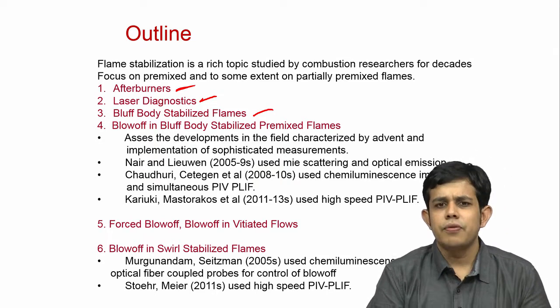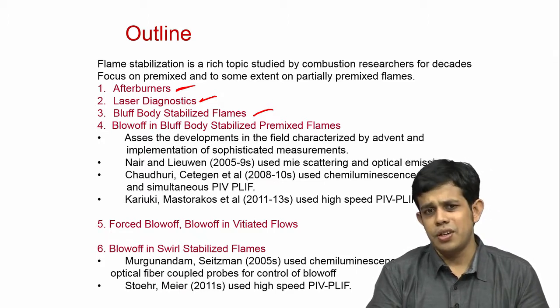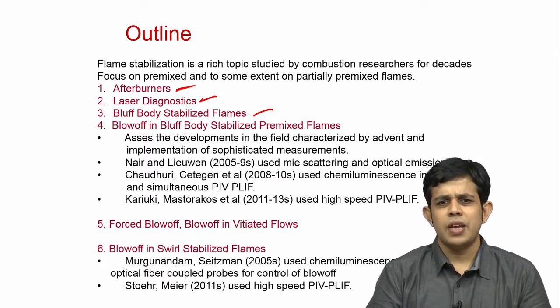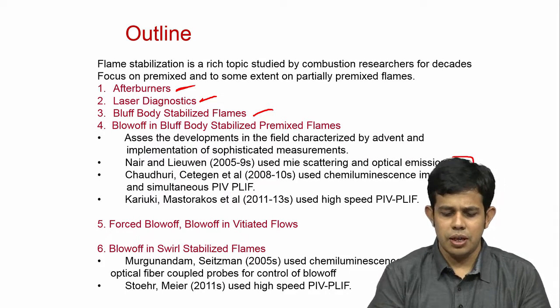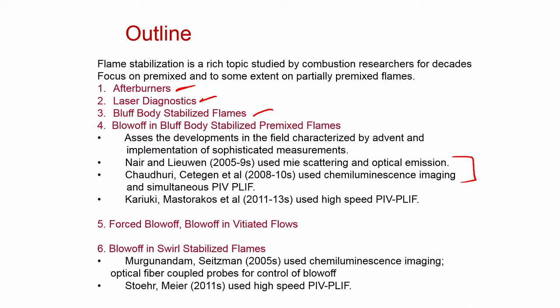We will assess the development in the field over the last say 50 years in a very brief review, and then we will go into the recent works by Lewin's group at Georgia Tech, and then our works at the University of Connecticut from Seitzman's group, where we will use chemiluminescence imaging, PIV and PLIF, etc. And then we will also focus on some of these works using high speed PIV and PLIF. And then we will go into understanding forced blow off and blow off in vitiated flows. Okay. Then we will also look into blow off in swirl stabilized flames, once again from Georgia Tech as well as from the DLR group.